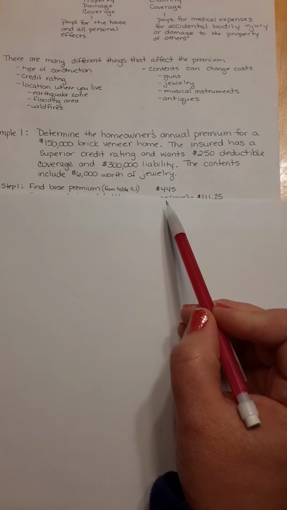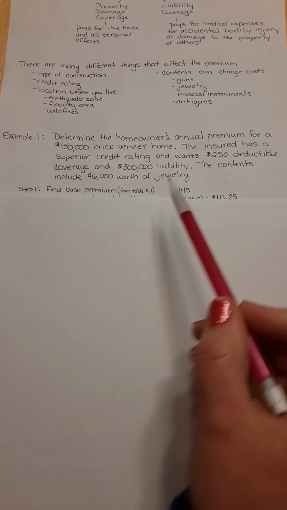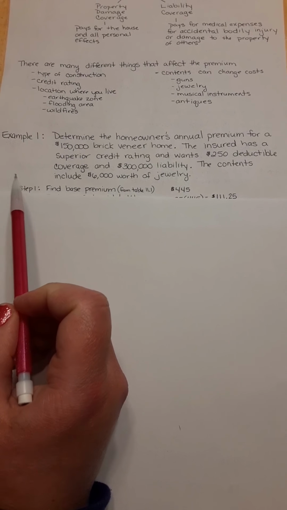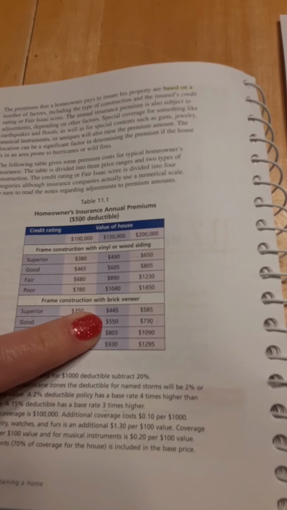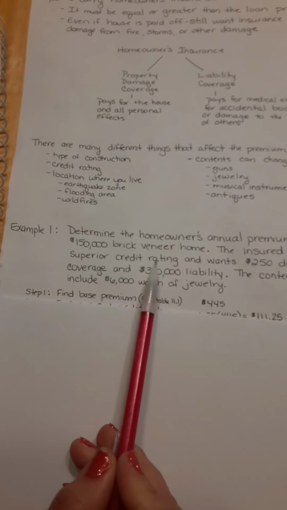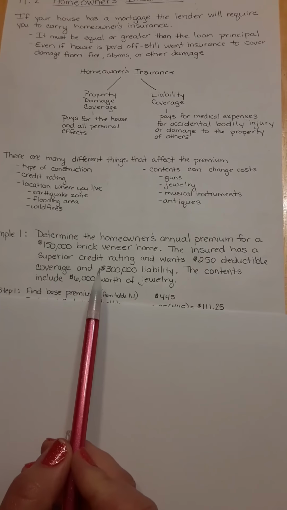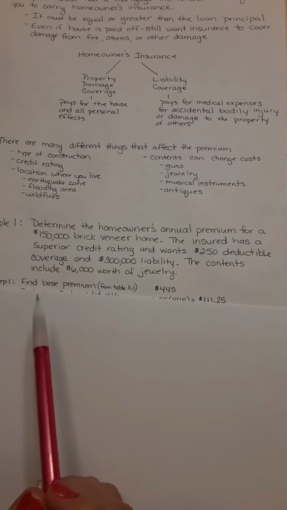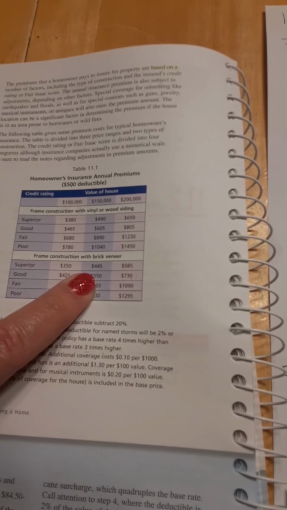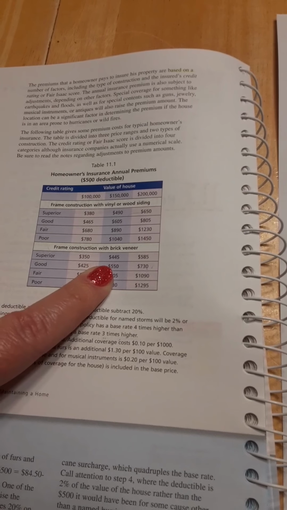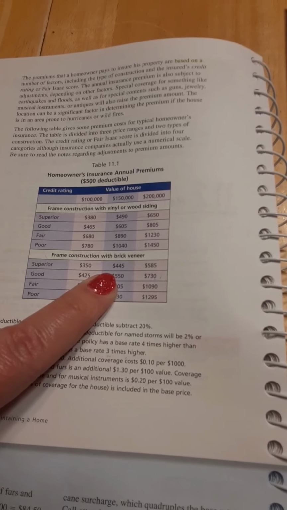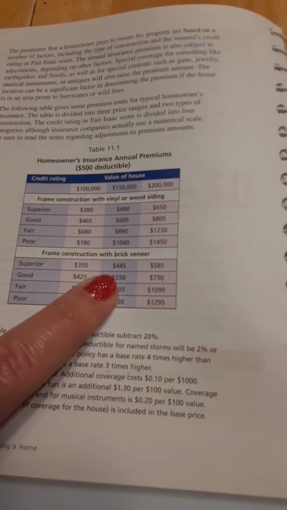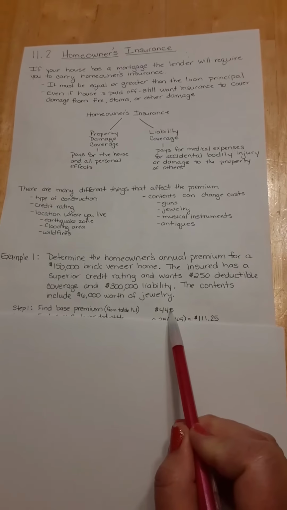Okay, so to find our base price, we need to look at the chart. And it says we have a $150,000 house. If you look in your chart on 11-1 there, it's that middle column here. It says that we have a brick veneer home. So we have to go down to the lower section where it says brick veneer, and we have superior credit rating. If we look at that, we see that it's $445 for the annual premium. So that's our basic price. That's our starting point.